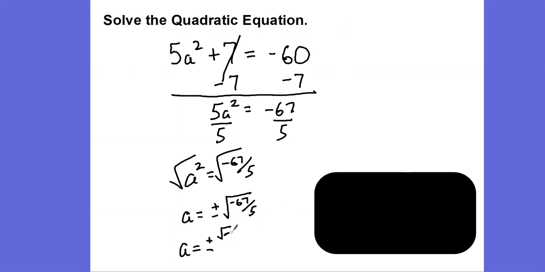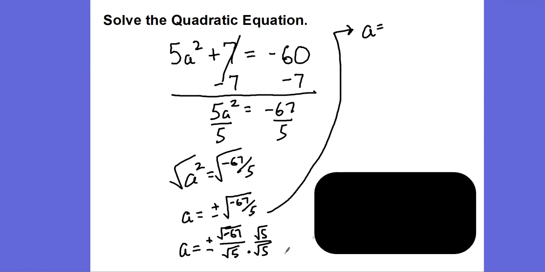This is the square root of negative 67 over the square root of 5. I need to rationalize this denominator. I'm not allowed to have this root 5 under here, so I need to multiply the top and the bottom by the square root of 5. And let's go over here to finish up this work. So a is equal to, all right, so I have negative 67 times 5 for my numerator here. And let's not forget my plus or minus here.